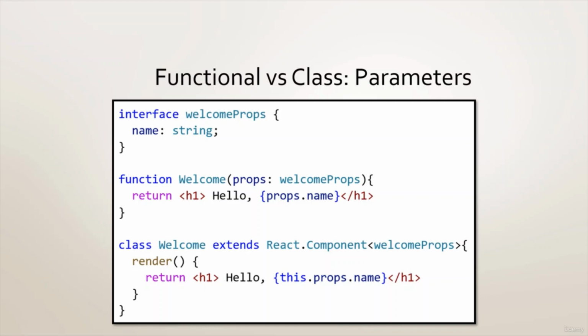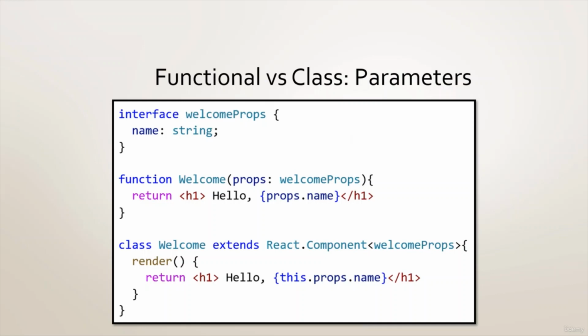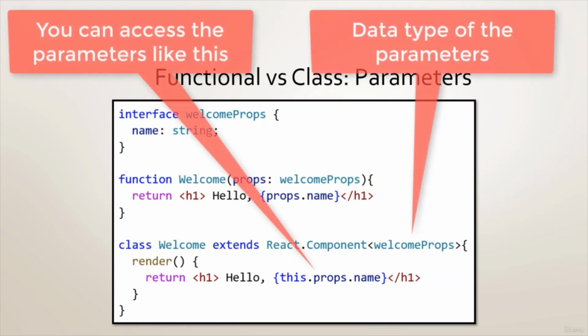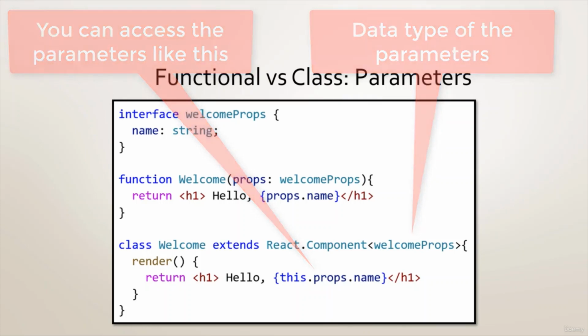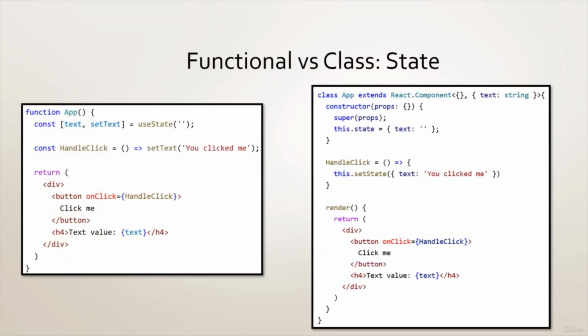In the case of the function component, we can pass the parameters of the component through the parameter of the function. Meanwhile, in the case of the class component, you can use this.props.something in order to access the parameter sent to the component. If you want to work with a state in a function component, you can use the useState React hook, and you can update the state by using this function that we have here.